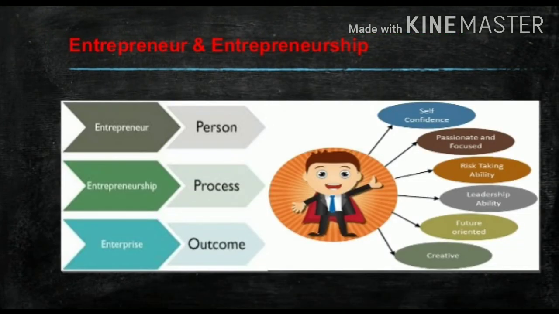Now, how we can differentiate between entrepreneur and entrepreneurship? So entrepreneur is nothing but a person who take risk in order to achieve their goal, and the process or the strategy which is used by the entrepreneur is said to be entrepreneurship, and the outcome of this process is known as enterprise. The entrepreneur must be self-confident, passionate and focused, with risk-taking ability, leadership ability, future-oriented and creative in order to achieve their goal.